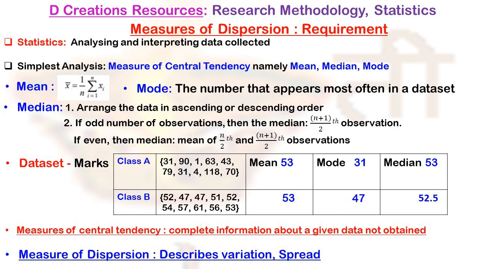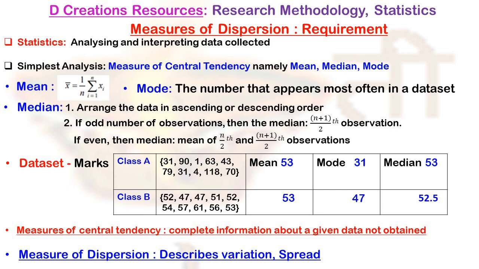52, 47, 47, 51, 52, 54, 57, 61, 56, 53. Now even from the observation you can note that in class A there is a range of marks, right?